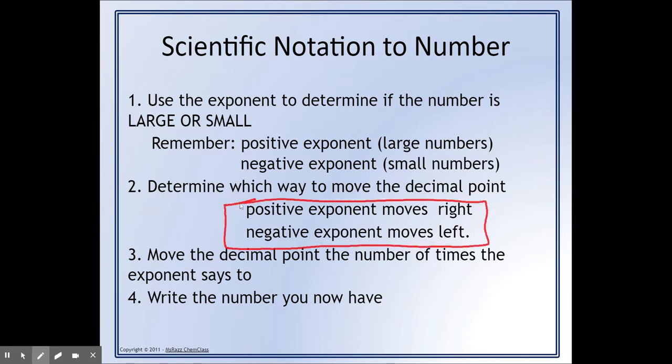If it's a positive exponent, it moves right. If it's a negative exponent, we move left. I would go ahead and write that down. Move the decimal point the number of times that the exponent says to. Write the number you now have.